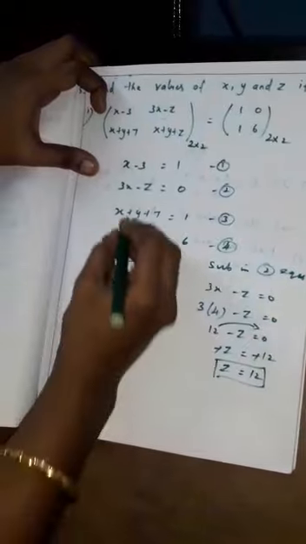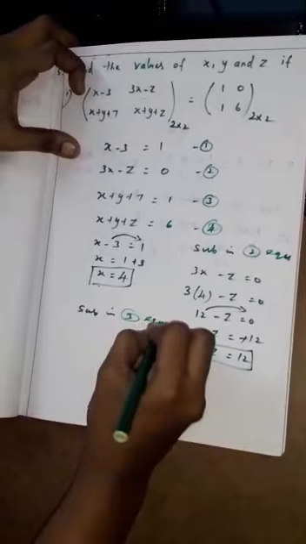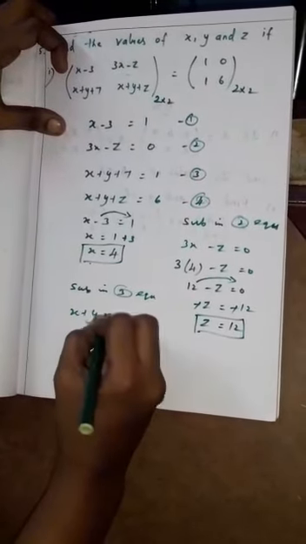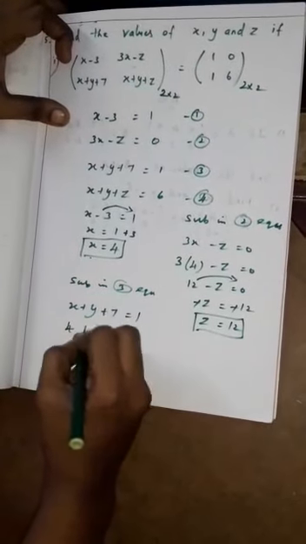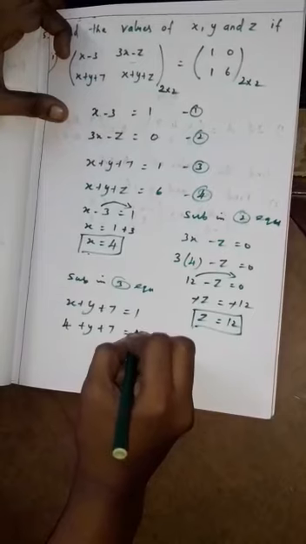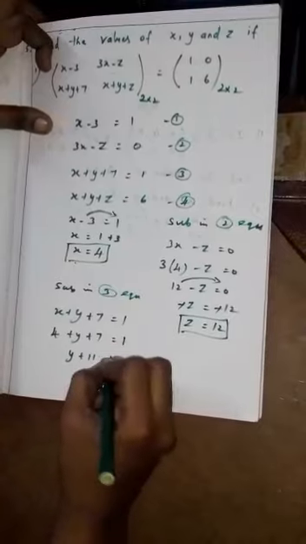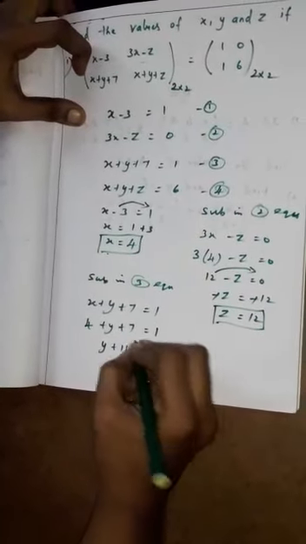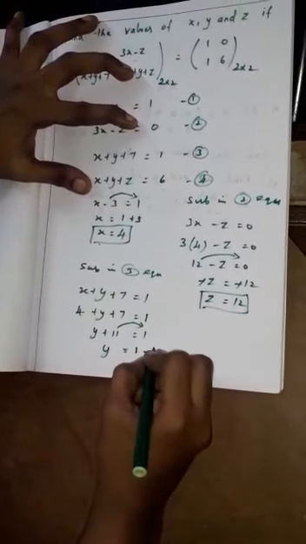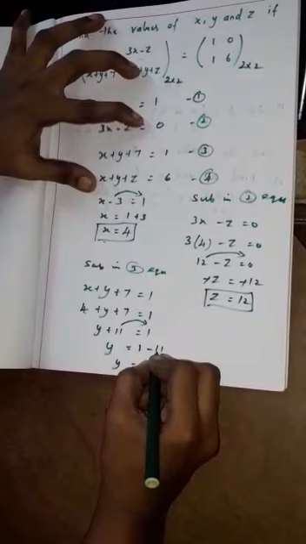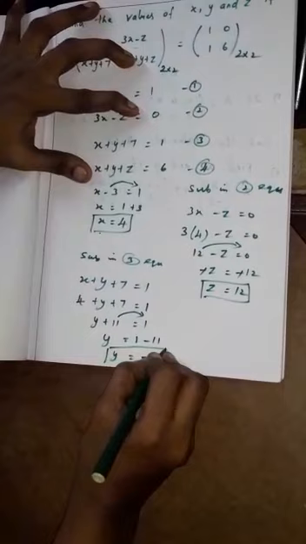The next remaining value is the y value. Substitute in the third equation: x plus y plus 7 equal to 1. What is the x value? 4. So 4 plus y plus 7 equal to 1. 4 plus 7 is 11. y plus 11 equal to 1. Therefore y equal to 1 minus 11, as plus 11 goes to the right hand side and changes into minus 11. The bigger number is 11 and its sign is minus. 11 minus 1 is 10. So the y value is minus 10.